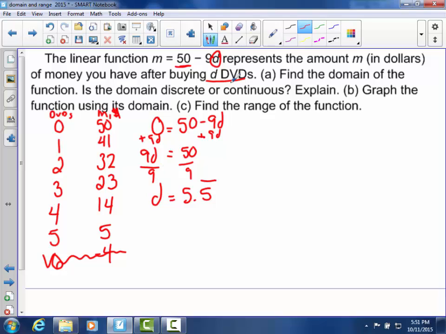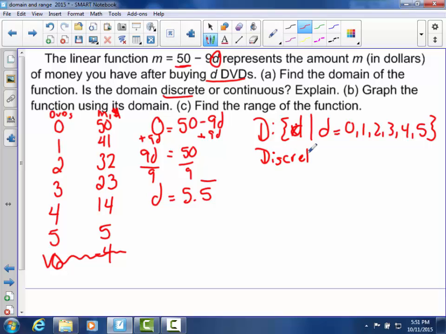So a couple different ways we could have figured that out. So my domain, since I can't buy parts of DVDs, is going to be discrete. So the domain is going to be the values of, not x this time, d, such that d equals 0, 1, 2, 3, 4, and 5. And it is discrete because I can't buy parts of DVDs.